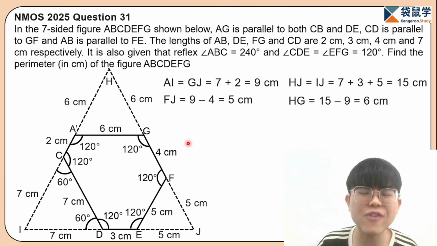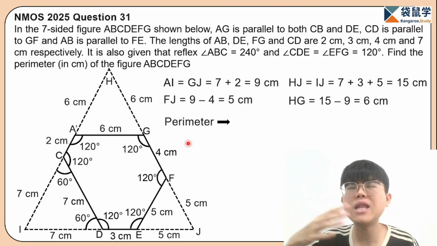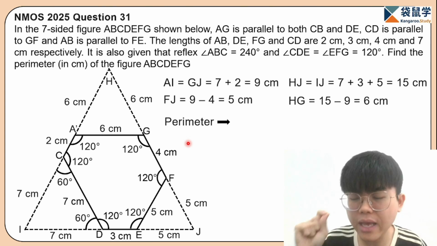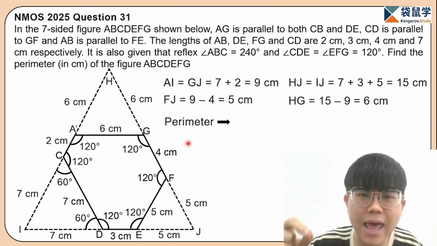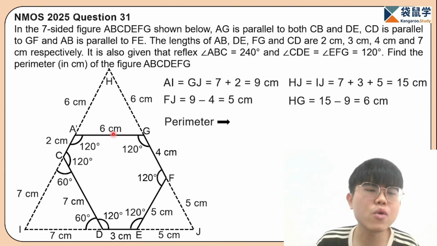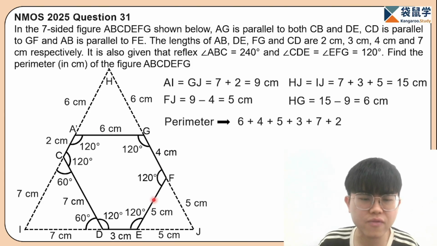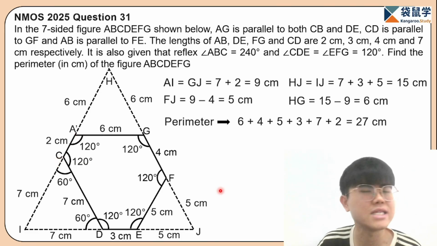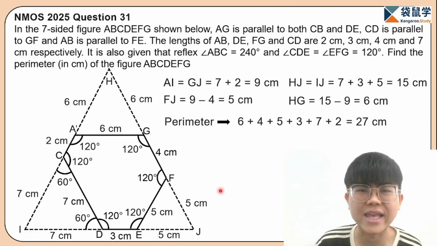Okay, everyone, now let's find out what the perimeter is. So let's try to add up all of our lengths here. And everyone, when we're trying to add up the lengths, try to follow the order so that you don't miss any length right here, okay? So we have 6 cm plus 4 cm plus 5 plus 3 plus 7 and plus 2. You will get a total of 27 cm. And this will be our final answer.